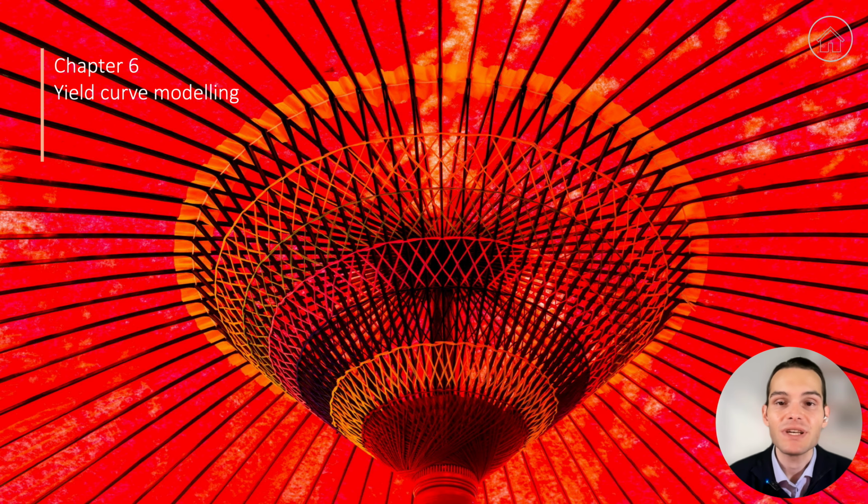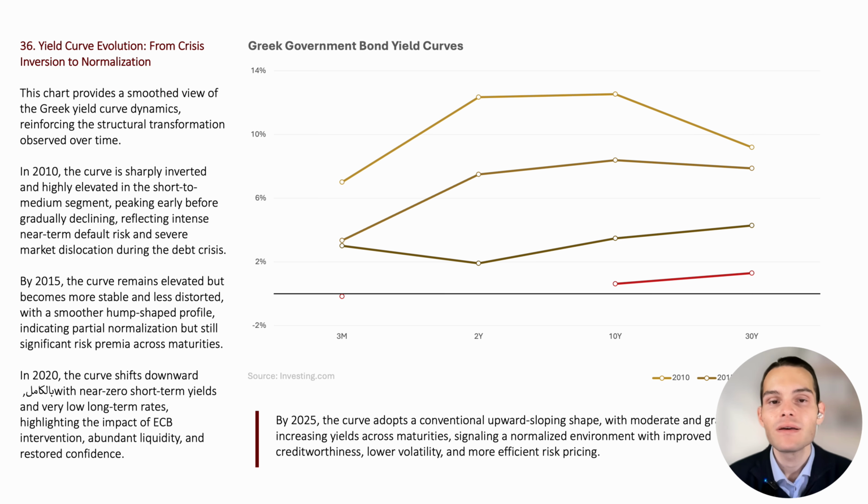We now move into yield curve modeling and the structural evolution of the Greek government bond market across different maturities. This chart illustrates how the Greek yield curve evolved across different phases of the sovereign debt crisis and the subsequent recovery. In 2010, the curve was highly distorted and partially inverted, reflecting severe market stress and elevated short-term default risk. By 2015, conditions had started to stabilize, although yields remained elevated across maturities.